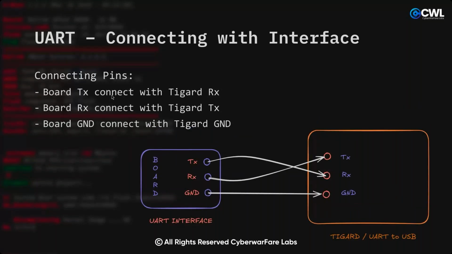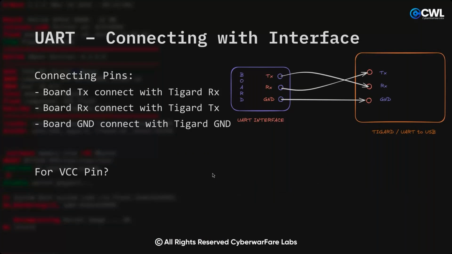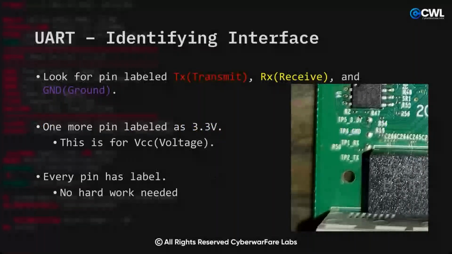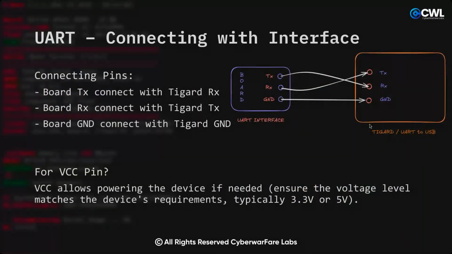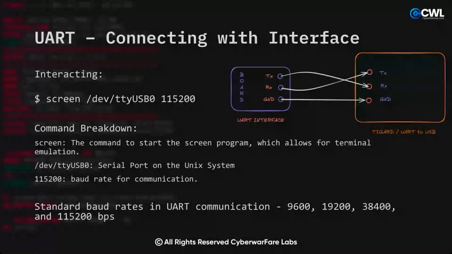Here's the detailed diagram. Both TX connect with RX: Tigard TX with RX, RX with Tigard TX. That's it. And for the VCC pin, we already saw this VCC pin, right? With the help of the VCC pin, it can automatically adjust the voltage, whatever voltage the board requires. If it is operating on 3.3, with the help of the VCC pin, we don't need to manually set the voltage on the Tigard.